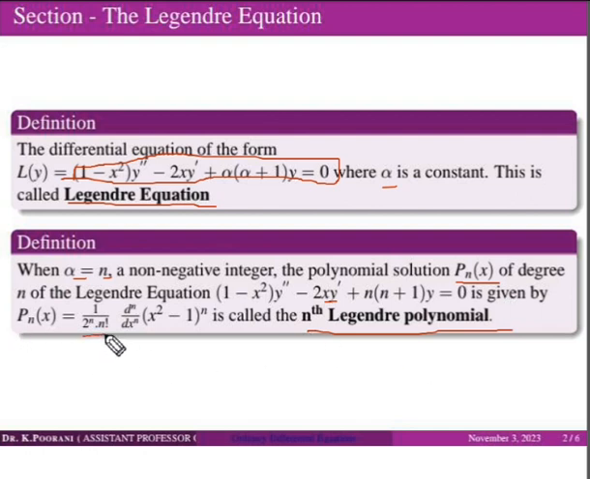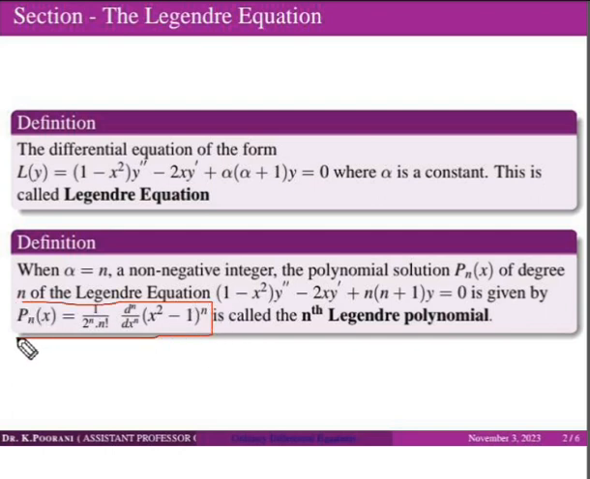Pn of x equal to 1 by 2 power n into n factorial, d power n by dx power n of (x square minus 1) whole power n, that is, the nth derivative of (x square minus 1) whole power n. This is the formula, and we use this formula in the problems below. This is the Legendre polynomial solution, which we denote by Pn of x for degree n of the Legendre equation. Let me go to the problem.